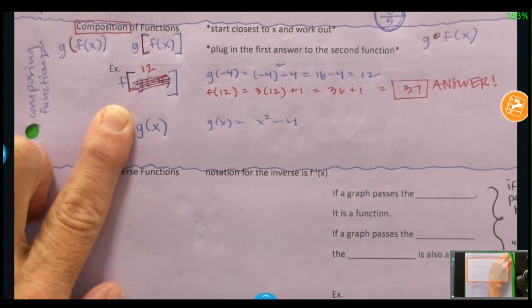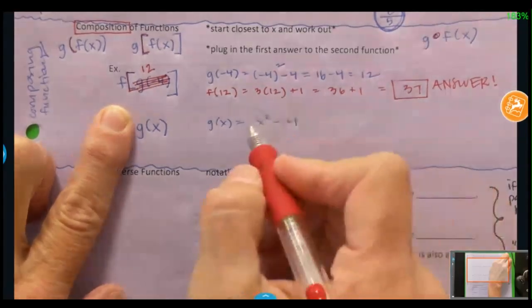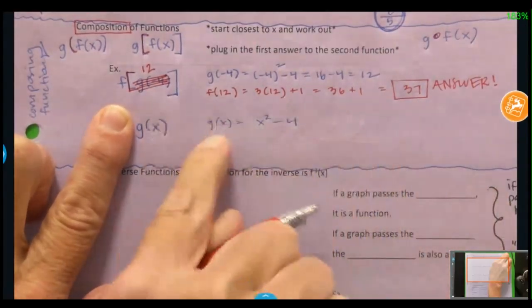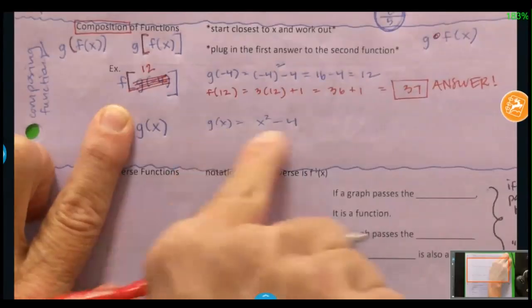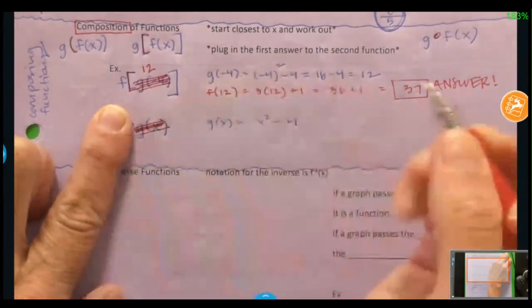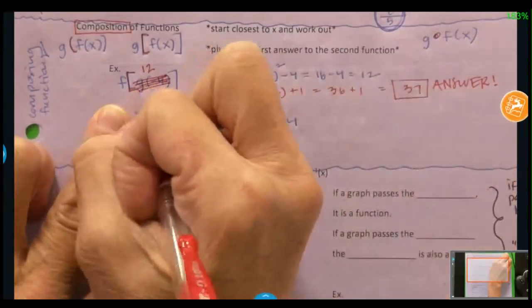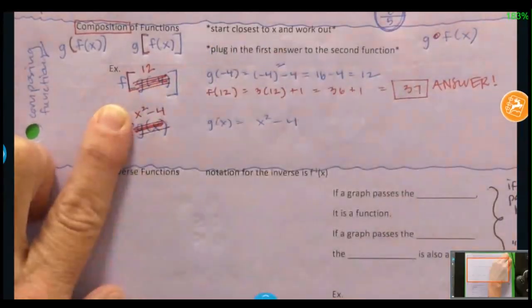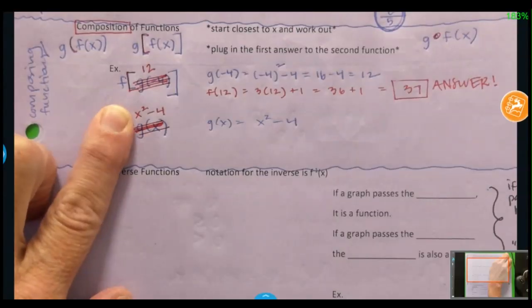You are not going to need your phone. I promise. This is really, really hard.